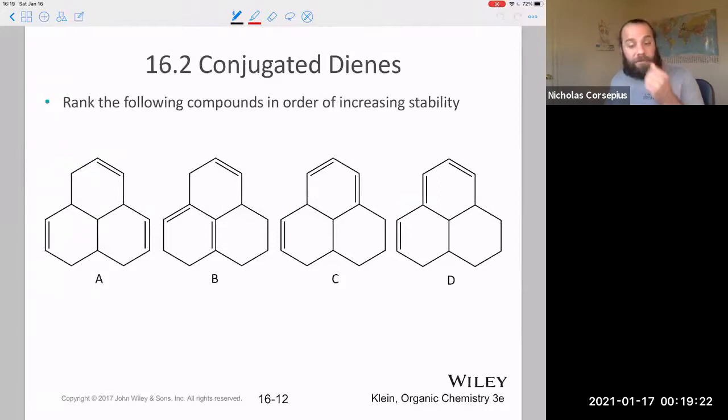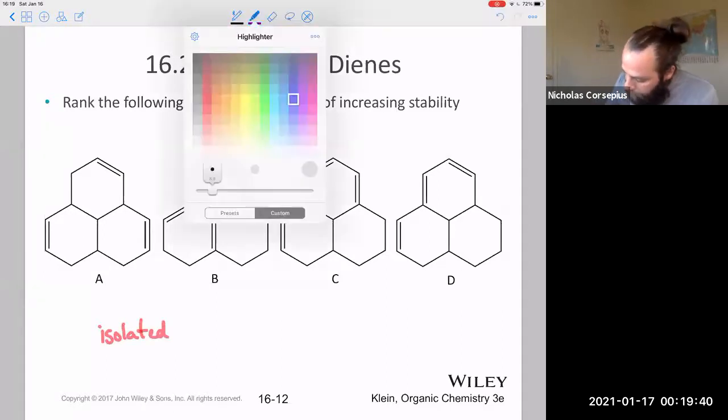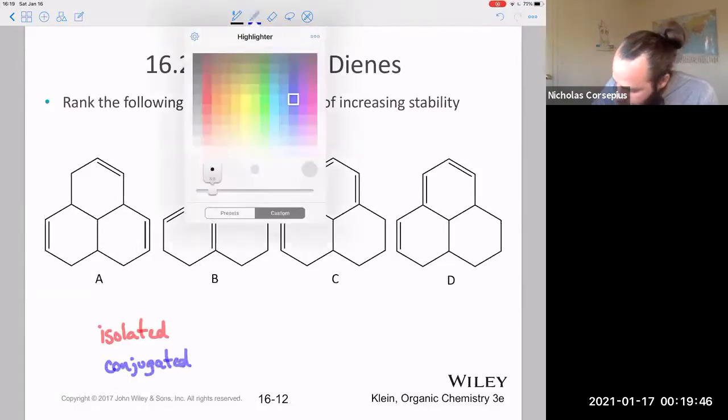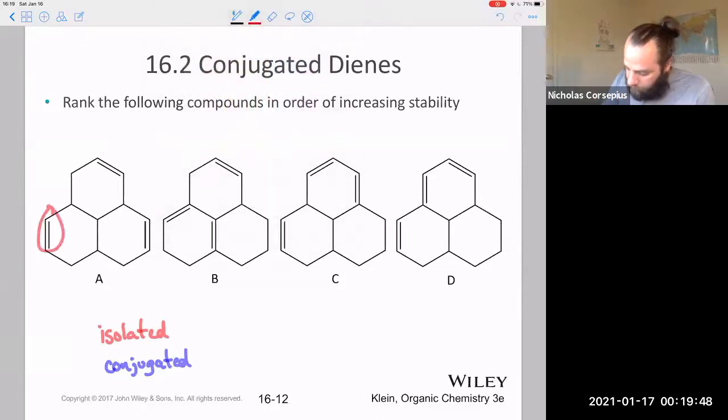Okay, so in terms of evaluating the stability of a compound, this would be a good thing for you guys to pause and try to do for yourself. The first thing you want to do is figure out which of these pi bonds are conjugated and which are isolated. Let's do red for isolated, and blue for conjugated. For A, all of those bonds are isolated. They're all too far apart.